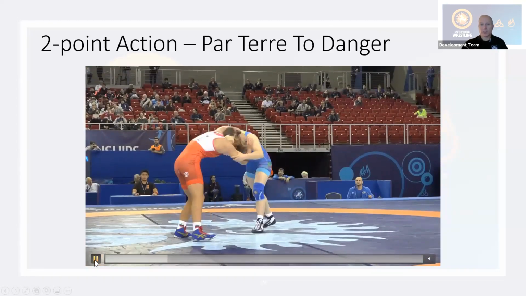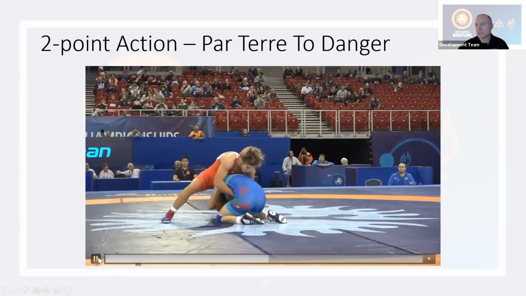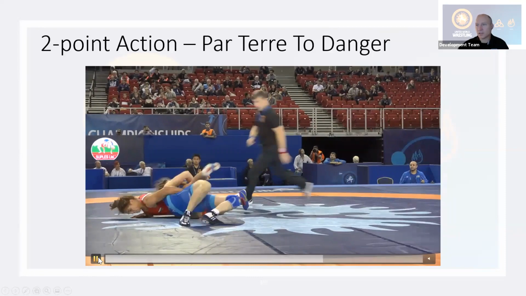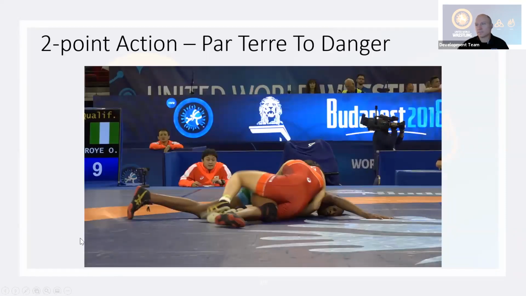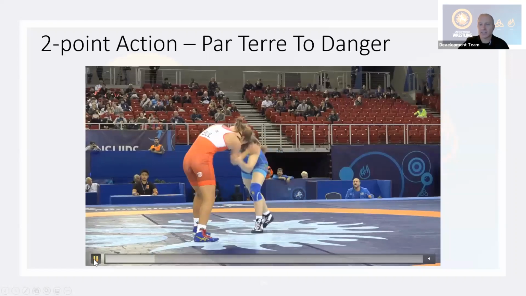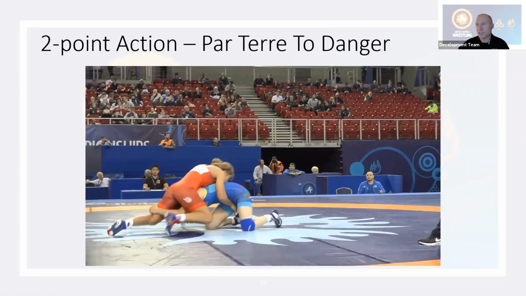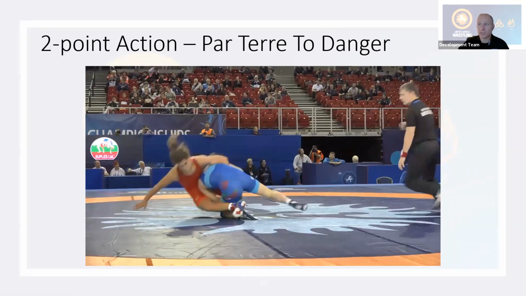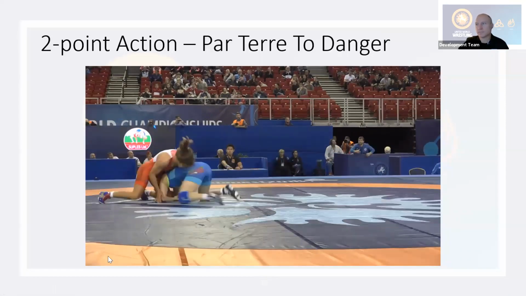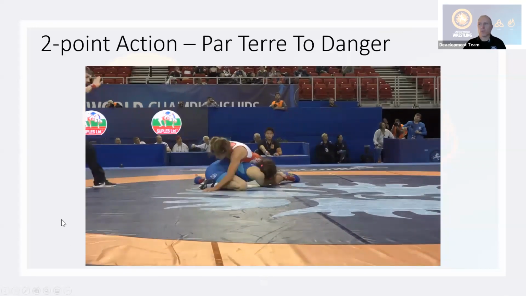So we're in par terre, and there's par terre to danger position. This is going to be considered 2 points. So she was in an angle, again, in an angle less than 90 degrees. And because they started this action in par terre, to danger is only 2 points. So 2 points for red and no points here. And again, as you see, I'm going to make one point here.